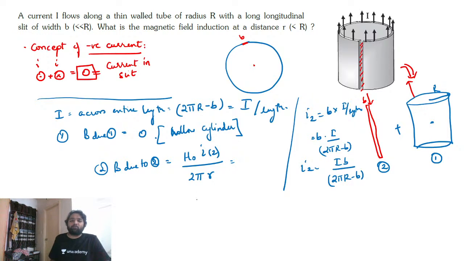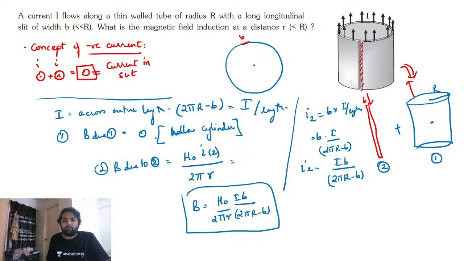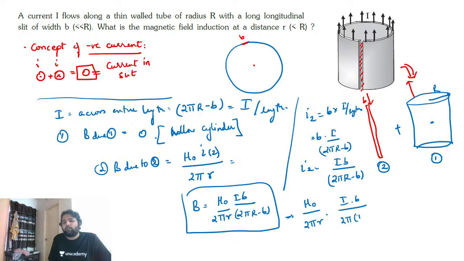अब इसको सीधा इसमें substitute कर दो. B will be equal to mu naught into I2, which is IB by 2 pi r minus b by 2 pi into... तो इसको और नीटली लिखना है तो mu naught by 2 pi r हमेशा लिख दो into I, current which is flowing. What is the current which is flowing? IB by 2 pi into r, 2 pi r minus b.